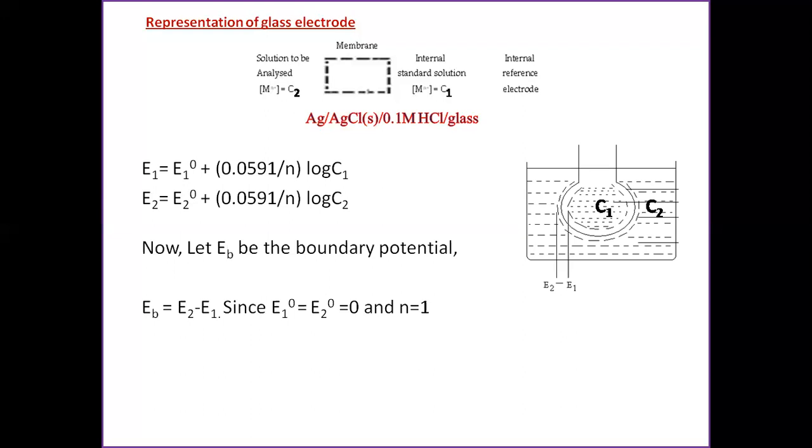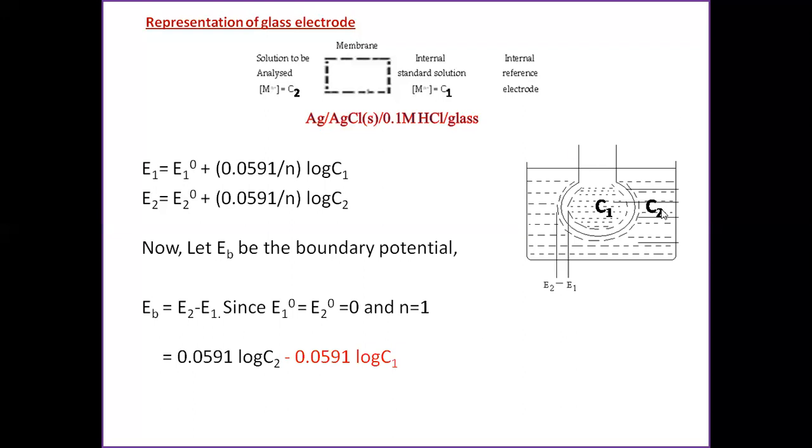All of us know that the standard hydrogen electrode potential is 0. Hence E1 naught becomes equal to E2 naught, which is equal to 0. And one more thing: the number of moles of electrons involved in this process is 1, because we are talking about H plus ions. For H plus ions, n is equal to 1. Considering all these things, we can write EB, that is the boundary potential, as 0.0591 log of C2 minus 0.0591 log of C1.